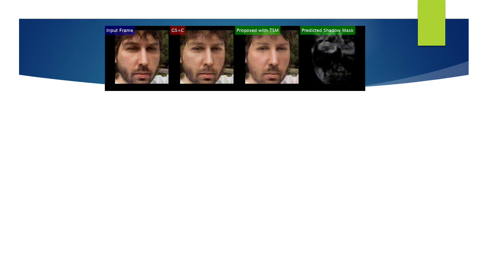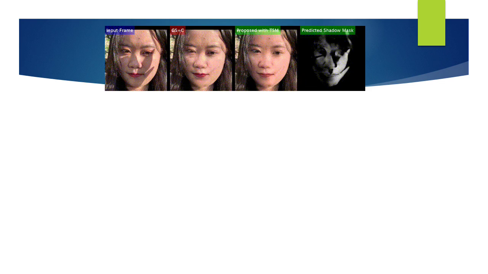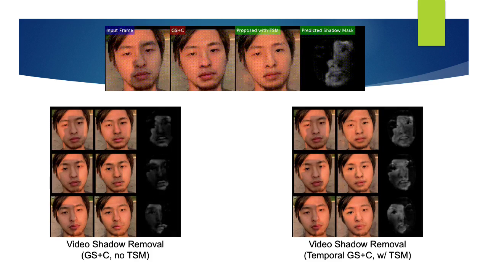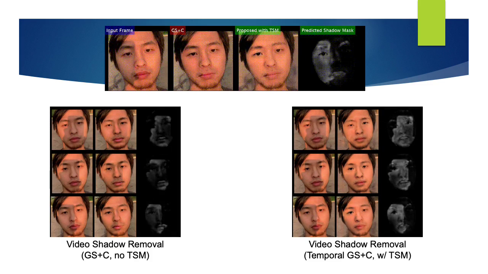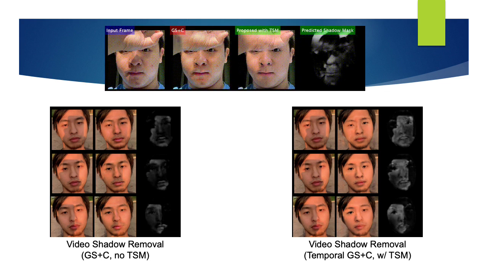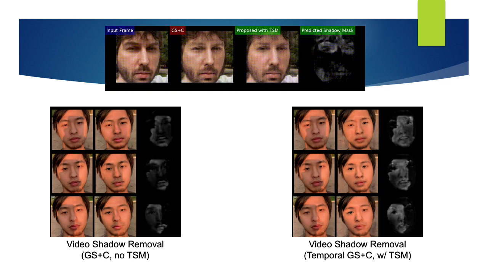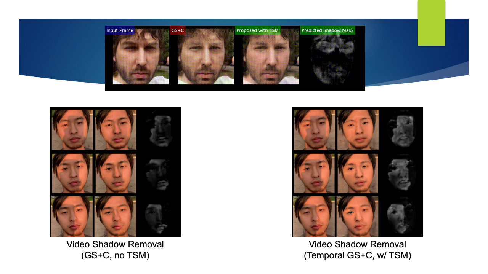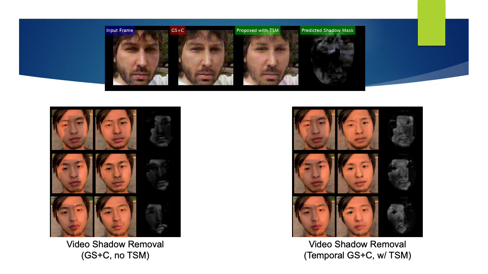Finally, we demonstrate our performance on in-the-wild video shadow removal by comparing the performance of our GS+C model and our temporal GS+C model on 4 SFW subjects. Notice that our temporal GS+C model leaves less shadow traces in the deshadowed images and achieves higher temporal consistency in video shadow removal, which demonstrates the value of our temporal sharing module TSM. The shadow masks estimated by the temporal GS+C model are also more accurate than GS+C.